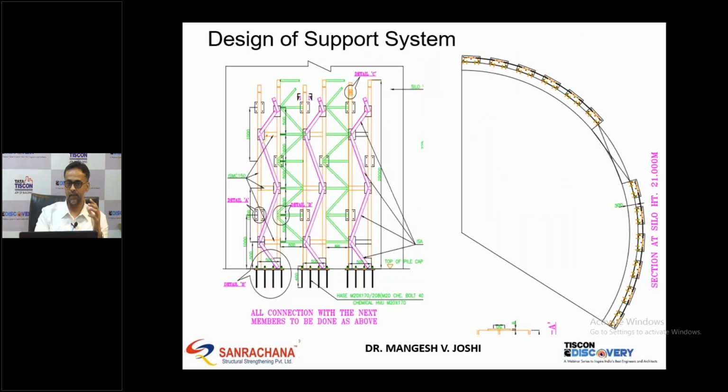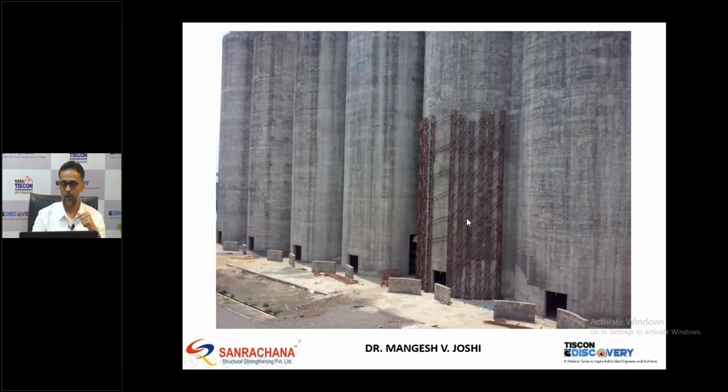So immediately after this failure, it was important to support the silo, because everybody was worried how to support the silo. Fortunately, this type of stanchions were available in that particular factory, so we could immediately support the silo by putting this type of stanchion around the silo to take care of its buckling.